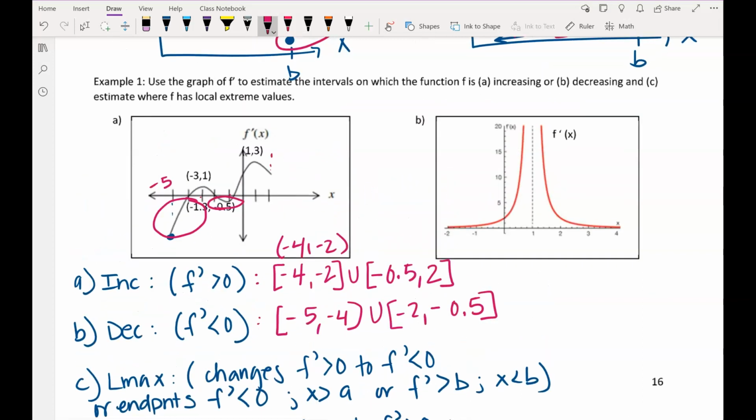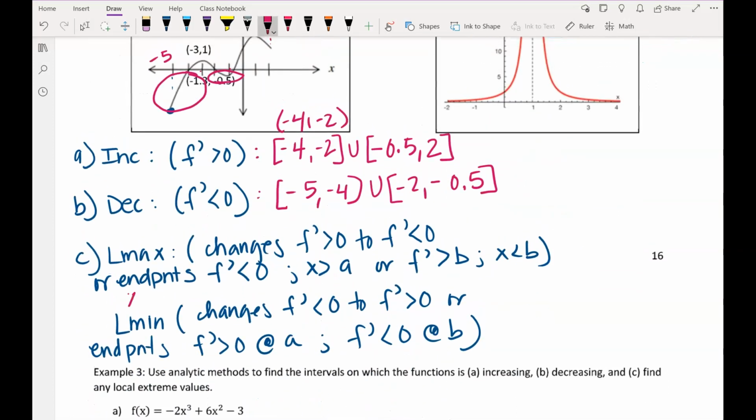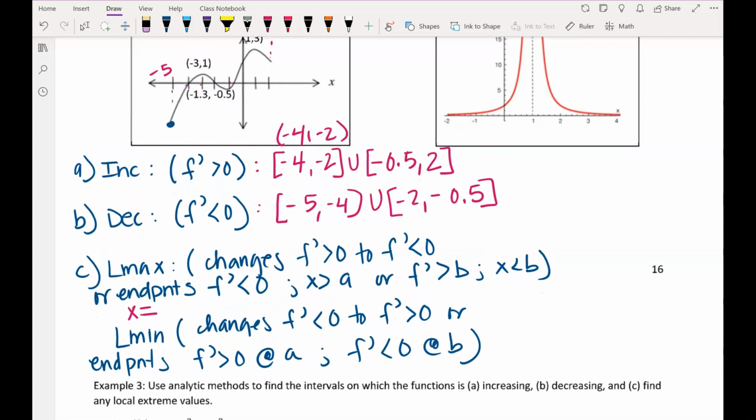Now, the local min and local max is where you have to pay attention a little bit, okay? The instruction says estimate where, which means the x location. So the x location for a local max: remember, we're looking for the change from increase to decrease. So here's the increase, and it changed to decrease. So we have the first one at x equals -2. Or we can look at the endpoints.